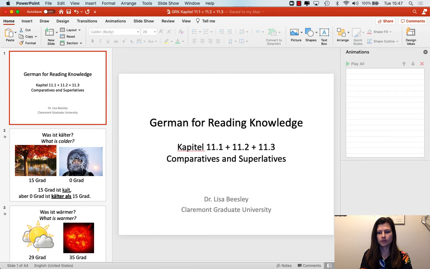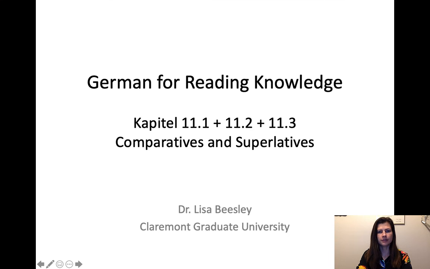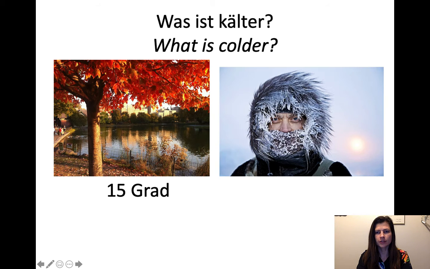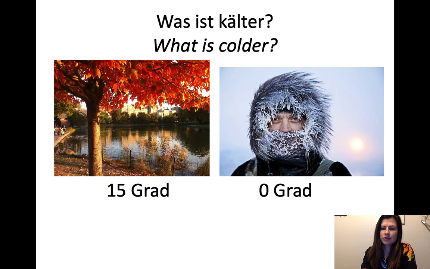It is time to do Kapitel 11, which is comparatives and superlatives. So let's get into it. Was ist kälter, meaning what is colder, is my question for you. 15 Grad is depicted here, which is 15 degrees Celsius, or maybe 0 Grad, 0 degrees Celsius, which is of course 32 degrees Fahrenheit, which is pretty cold. I'm not sure, maybe this picture is a little colder than that, but that's how it feels to me. 0 Grad versus 15 Grad. The question is, was ist kälter?